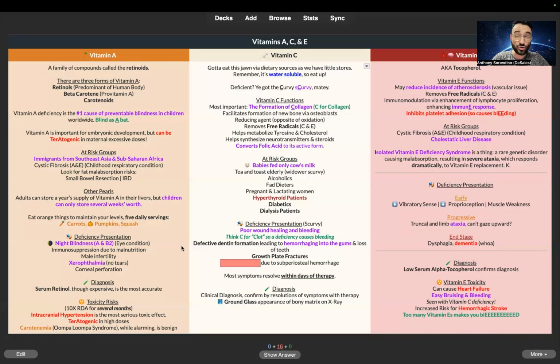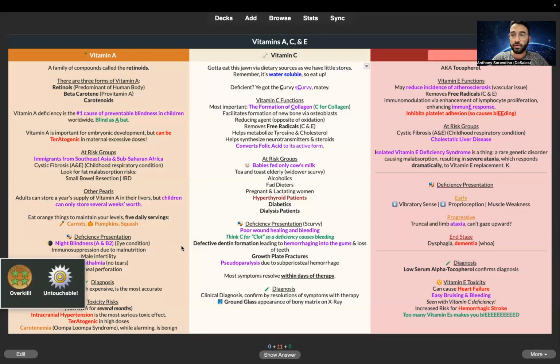Growth plate due to subperiosteal hemorrhage. So pseudoparalysis with C there. So right, let's keep that in the center and you'll get that one right. Liver disease. Cholestatic liver disease over there with E. Removes free radicals, C and E. Most important, the formation of collagen. Babies fed only cow's milk. Vitamin E. Increased risk for hemorrhagic stroke over there on the E toxicity side. Dysphagia, dementia, that end-stage vitamin E deficiency can cause heart failure with too much vitamin E.